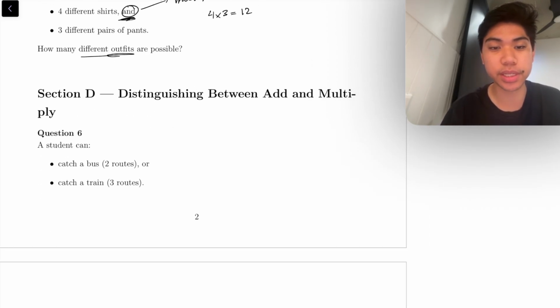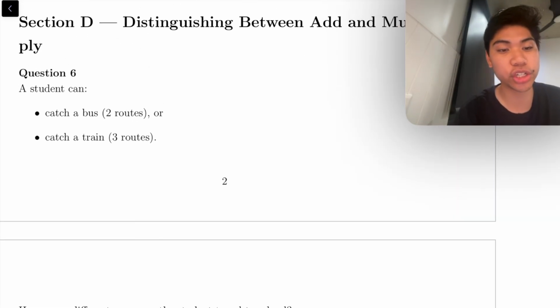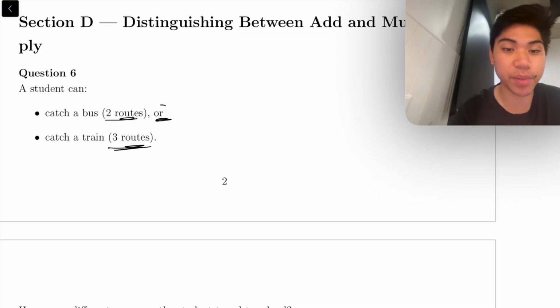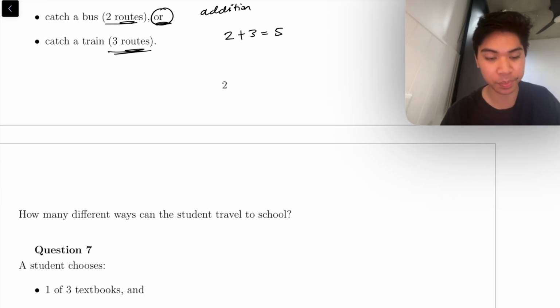Section D, distinguishing between add and multiply. So a student can catch a bus which has 2 routes, or catch a train which has 3 routes. How many different ways can the student travel to school? Okay, again, because I have my "or", I need to be using my addition. These are mutually exclusive events. It's either I catch the bus, and then we have 2 routes there, or we catch a train, which has 3 routes. So 2 plus 3 equals 5. All right, so those are 5 different ways the student can travel to school.